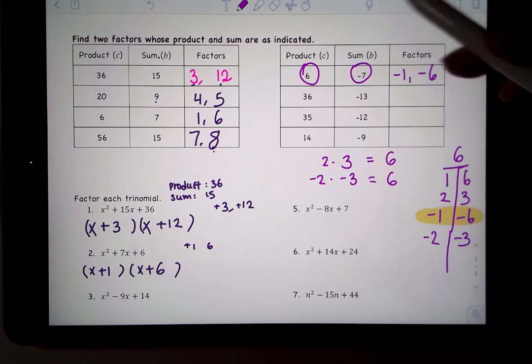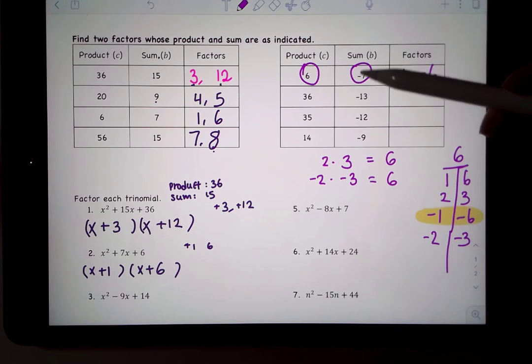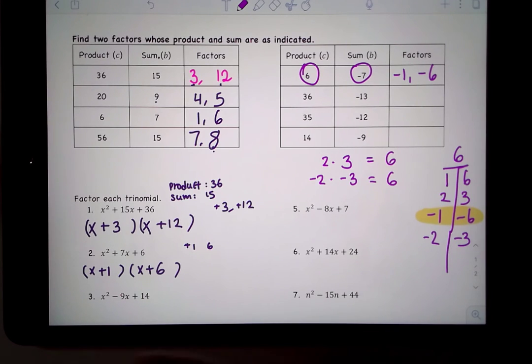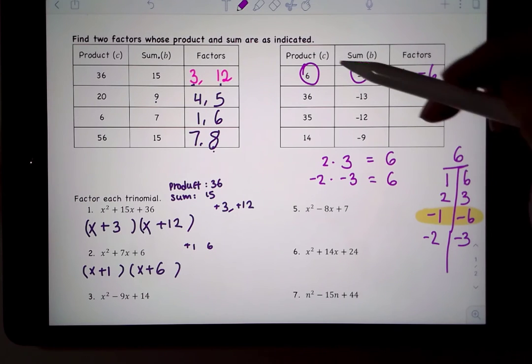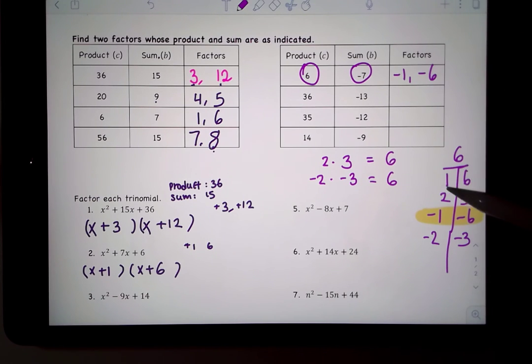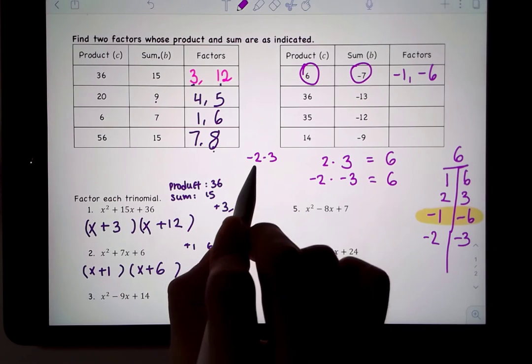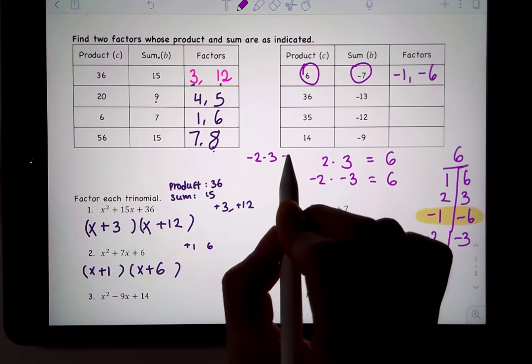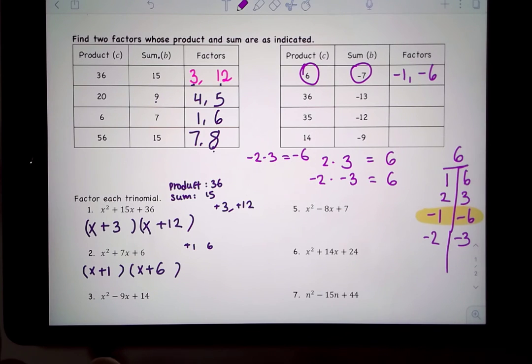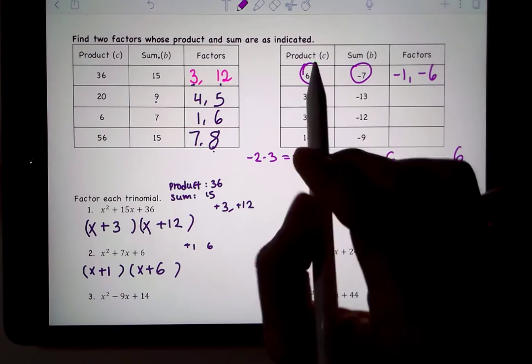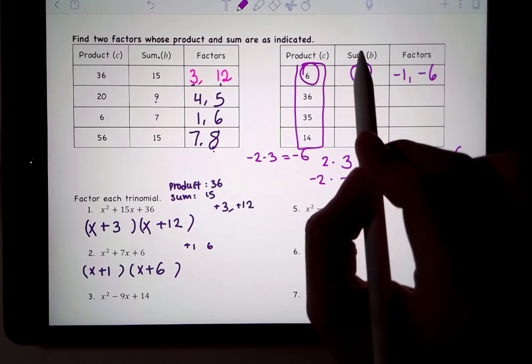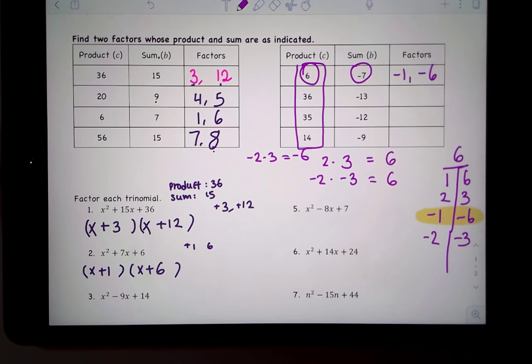Okay, so you know what? When the product is positive and the sum is negative, that means both of them are supposed to be negative numbers. So when you're breaking down your positive C, you need to think about both positive or both negative. There cannot be different signs, because if you get different signs, think about it. -2 times 3, one negative, one positive, then you always get a negative product, right? So your product is positive, your numbers could be all positive or all negative.